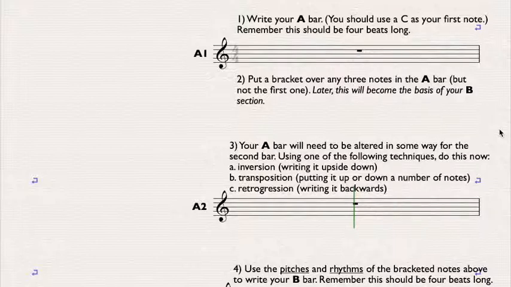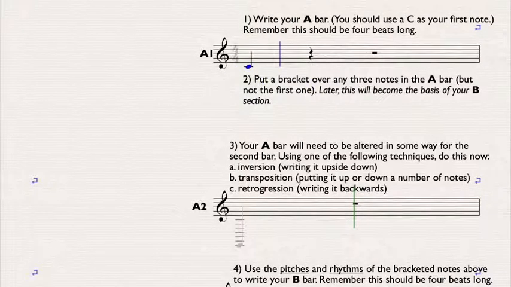These items. 1. Write your A bar. You should use a C as your first note, and the bar should be 4 beats long. So let's put the first note in as a C. I'm using a crotchet. You don't have to.